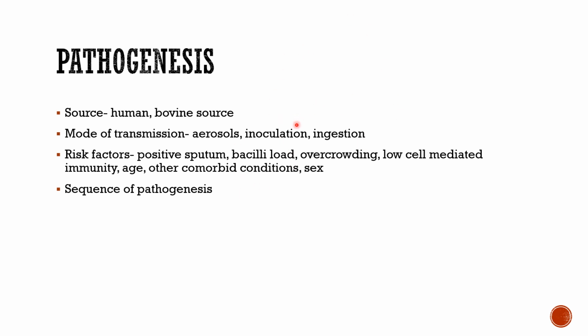Inoculation is direct contact with an infected person's body. This occurs very uncommonly. Ingestion means that in the case of children they swallow the sputum, and in other cases, in grown-ups, we drink unpasteurized milk, so this can lead to TB.